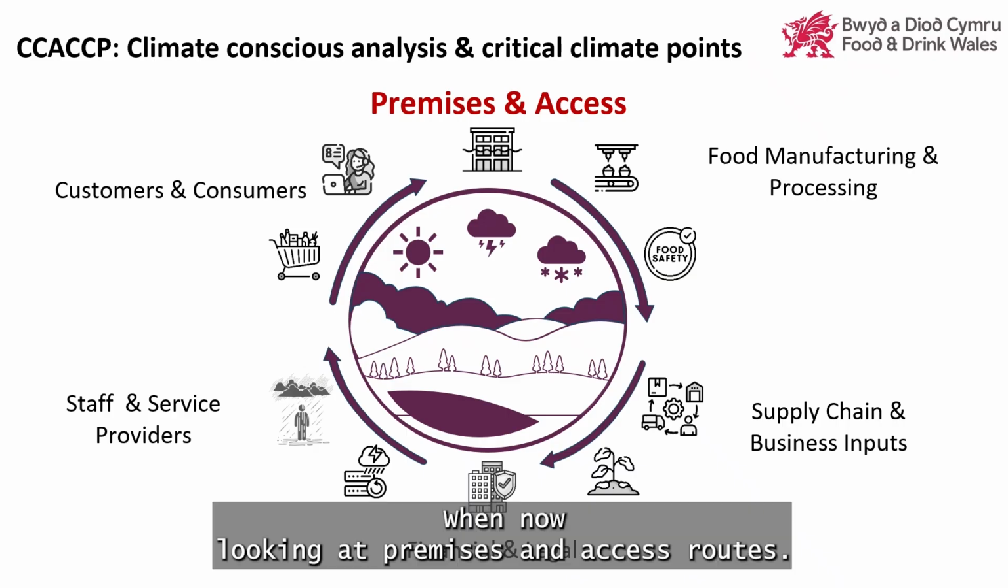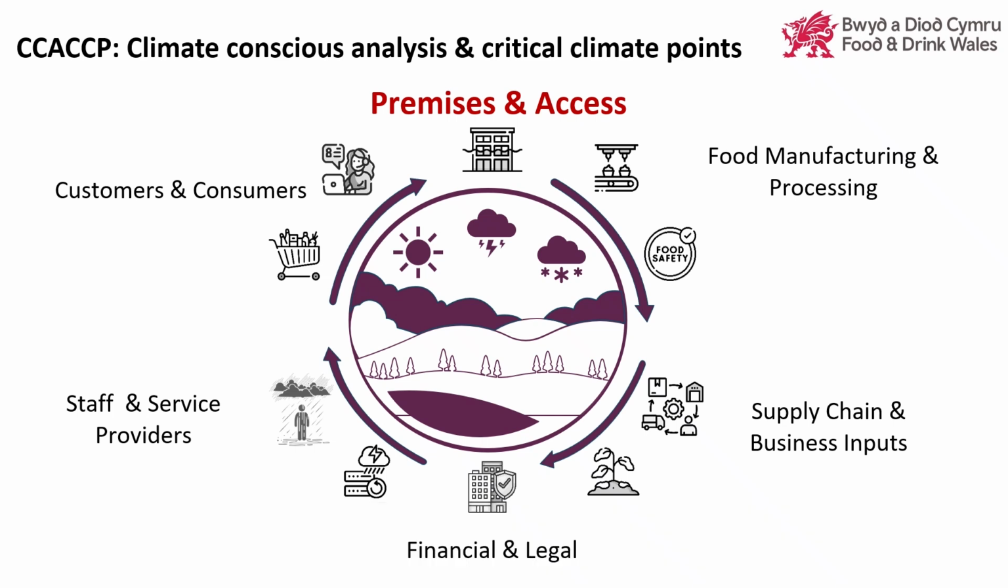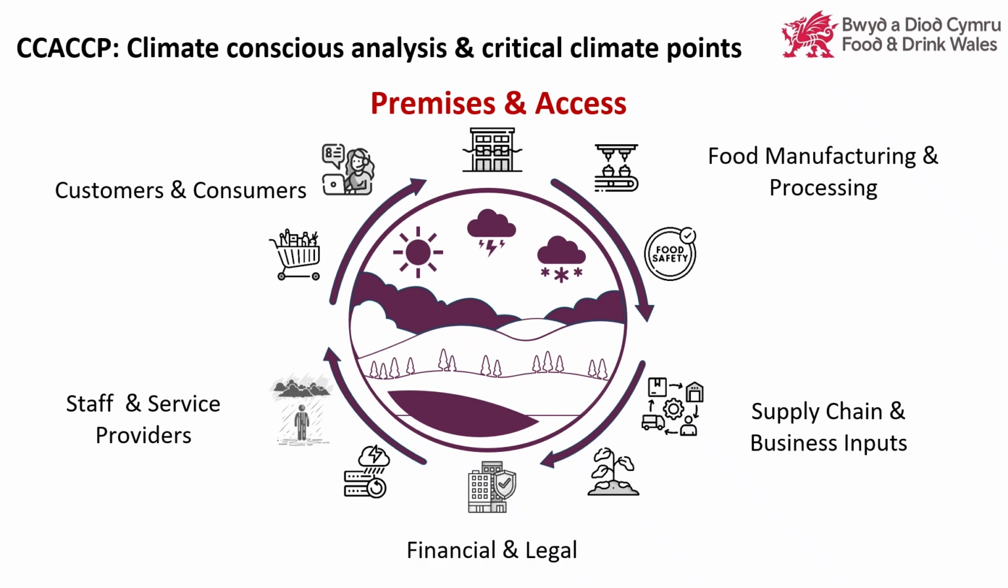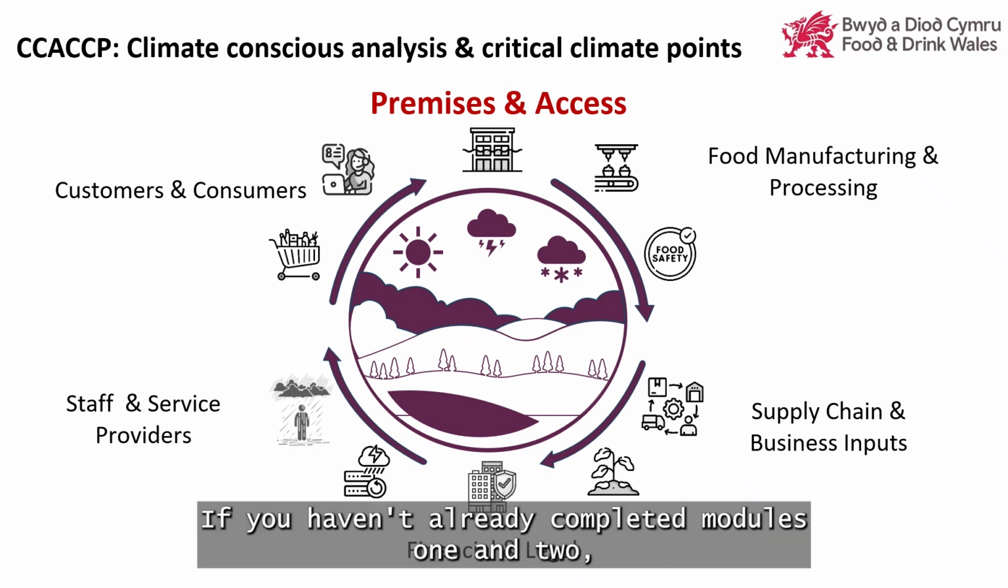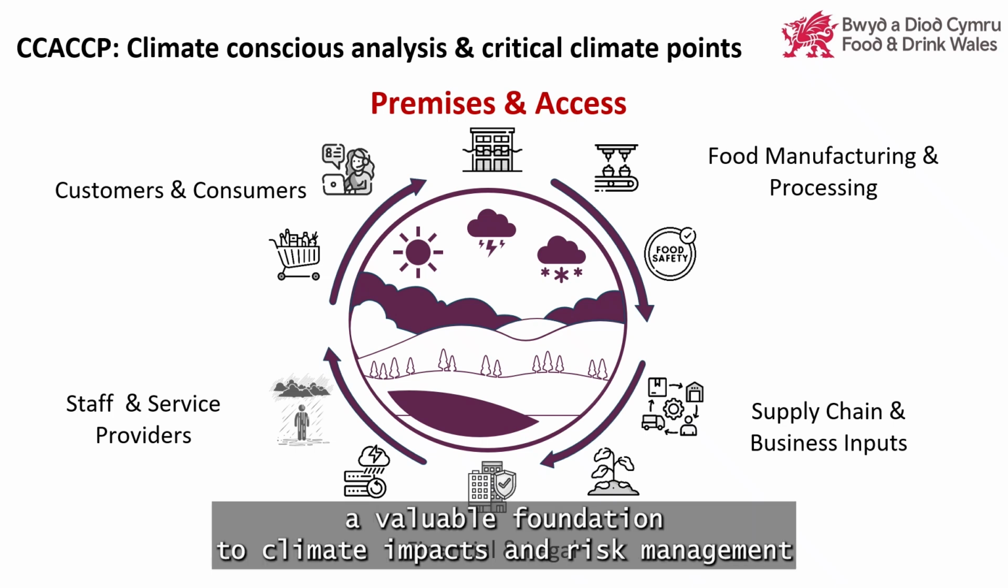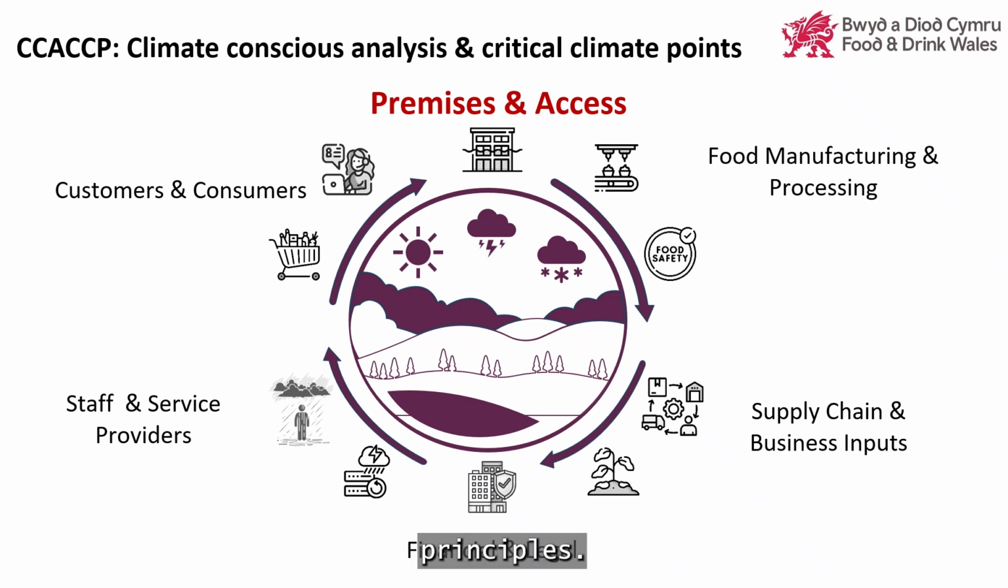We're now looking at premises and access routes as the first of the critical climate points in the CASSET model. If you haven't already completed modules 1 and 2, we strongly encourage you to go back and review those first, as they provide a valuable foundation to climate impacts and risk management principles.